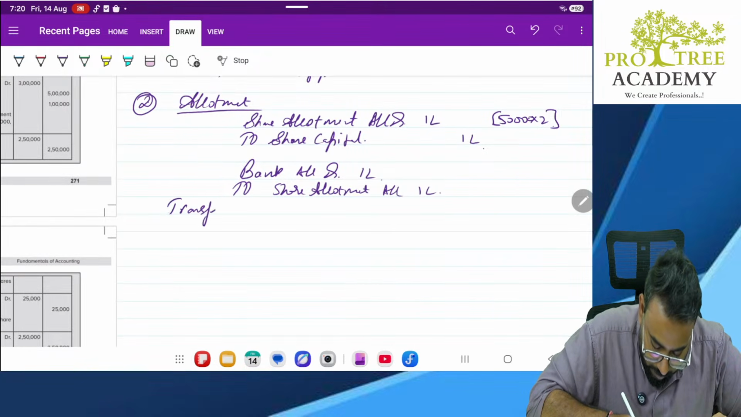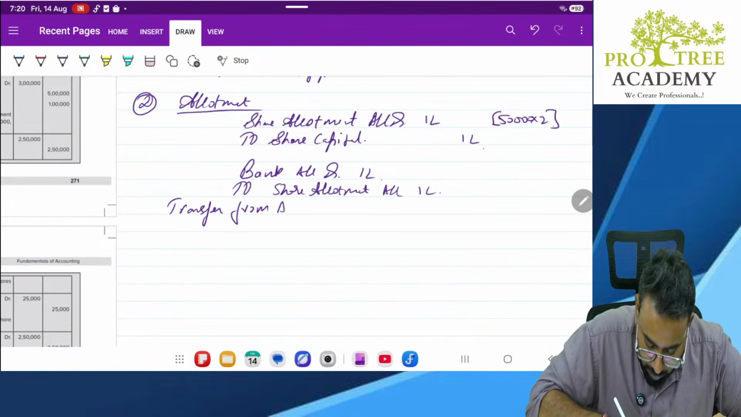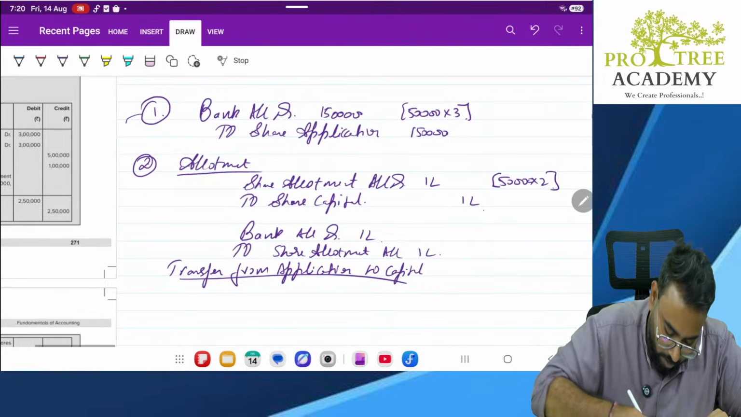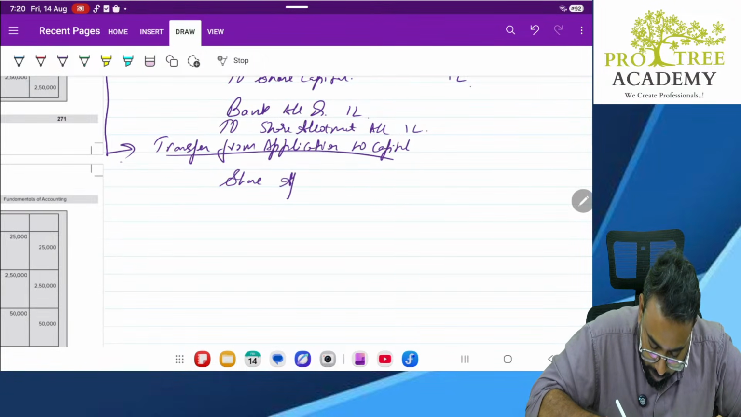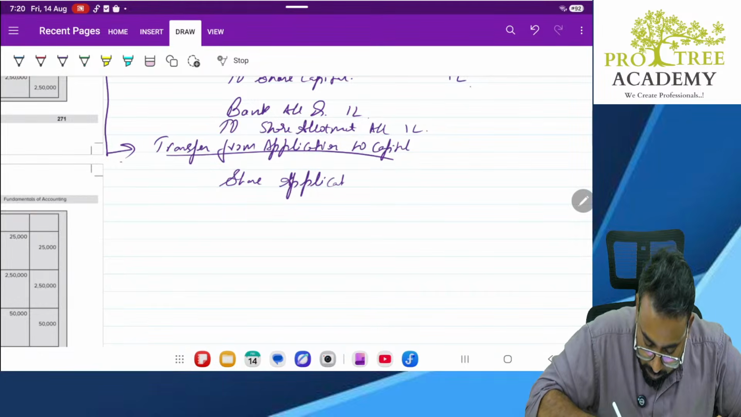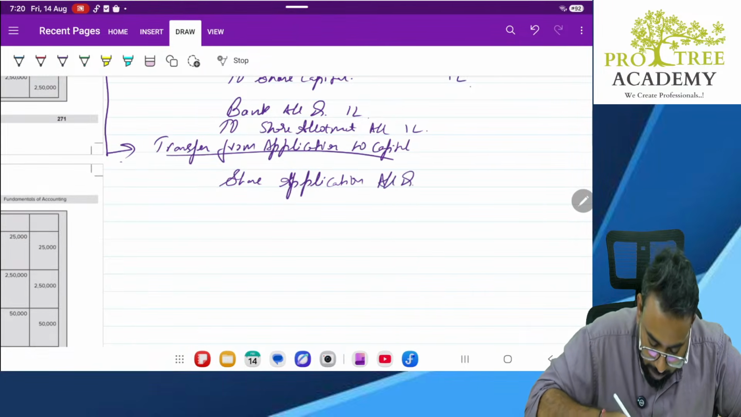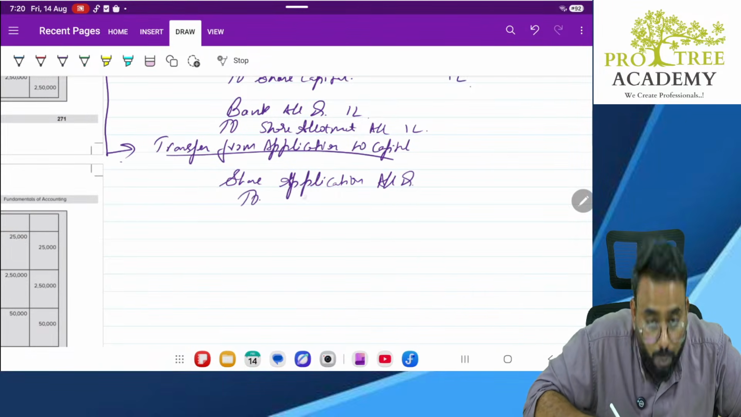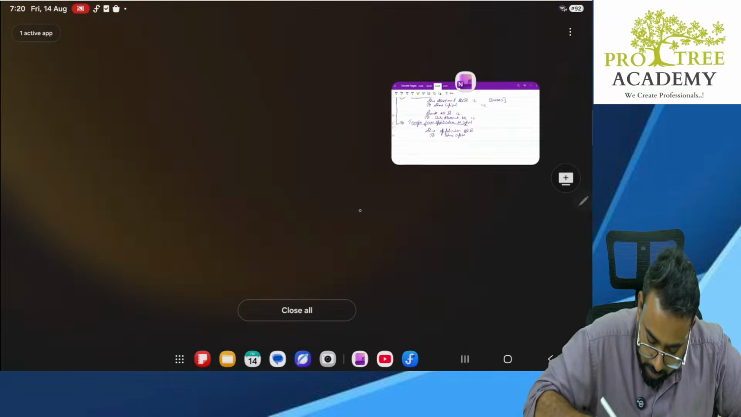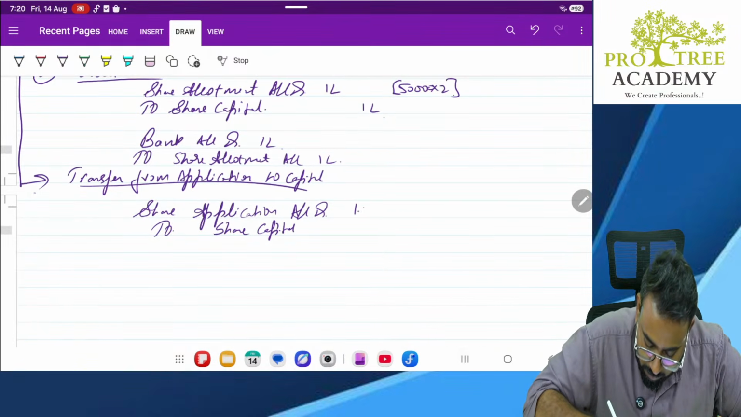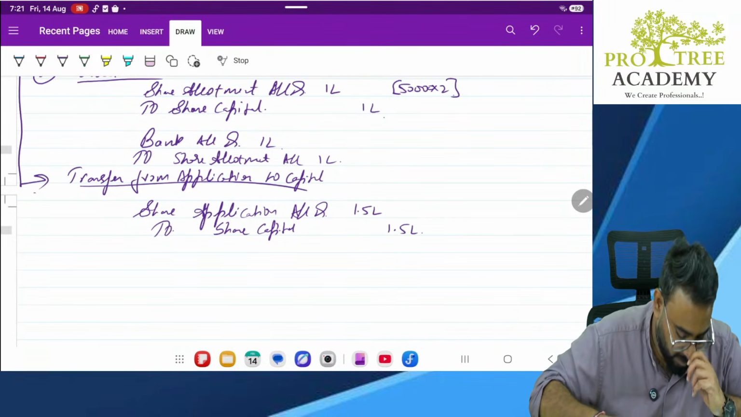Next, transfer from application to capital. This one, what is the entry? Share application account debit to share capital. How much? 1.5 lakhs. 1.5 lakhs. Clear?